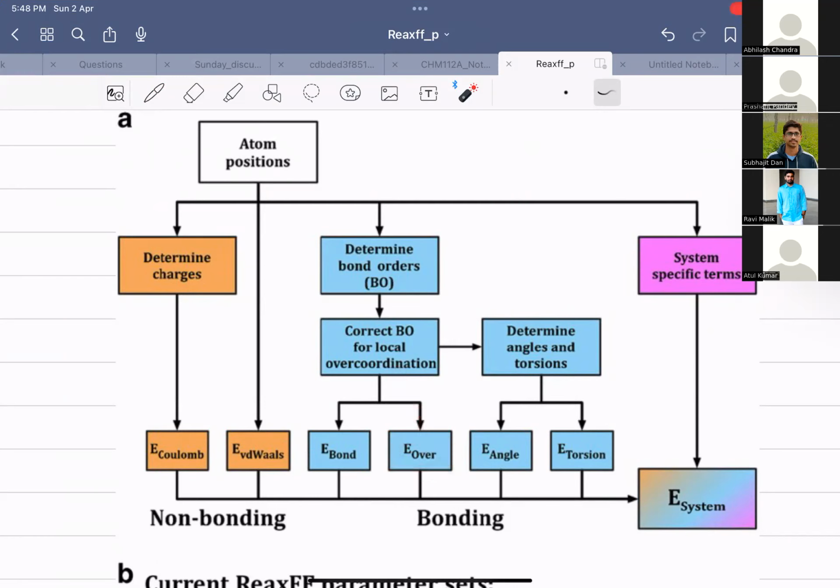Then the angles and the torsional parameters are related to the bond orders, so from there we determine these angles and torsional parameters. And there are some system-specific terms. What is the meaning of these system-specific terms? If you want to calculate the heat of enthalpy, entropy, and everything, you need some other parameters. You can include those parameters also, and from there we get the total energy of the system.